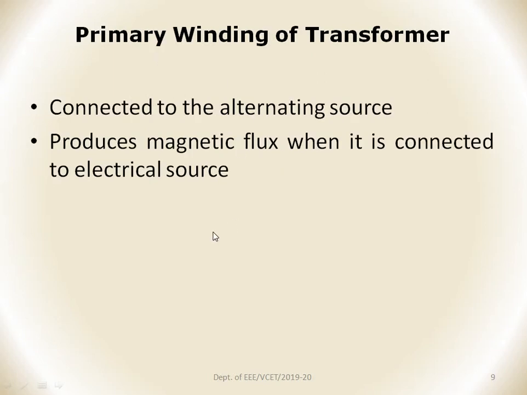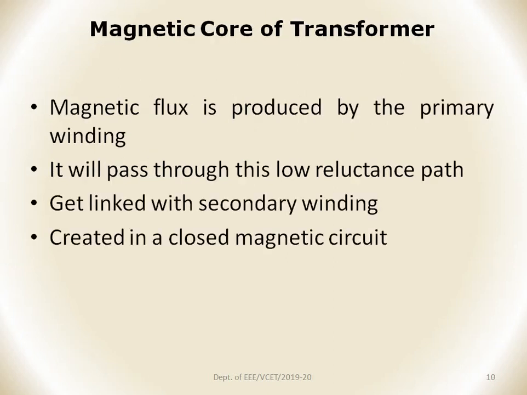First we will start with the discussion on the primary winding. What happens in the primary winding? We connect an alternating source. This alternating source produces a magnetic flux due to the electrical source connected to it. Due to the application of the alternating source, a current flows that creates a flux, and that flux will be linked to the secondary. This linking operation is carried out by the magnetic core of the transformer.